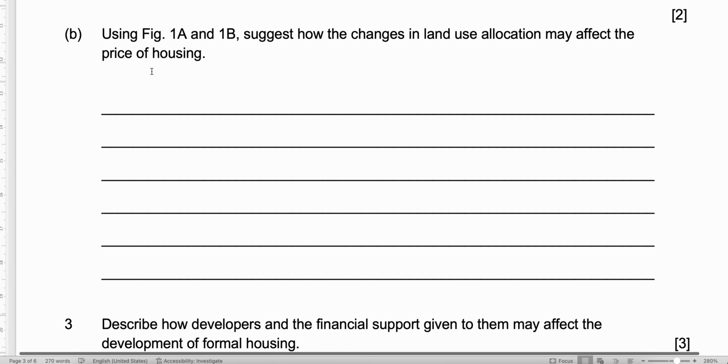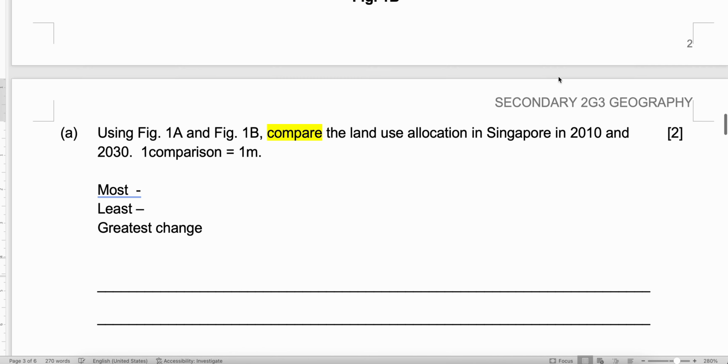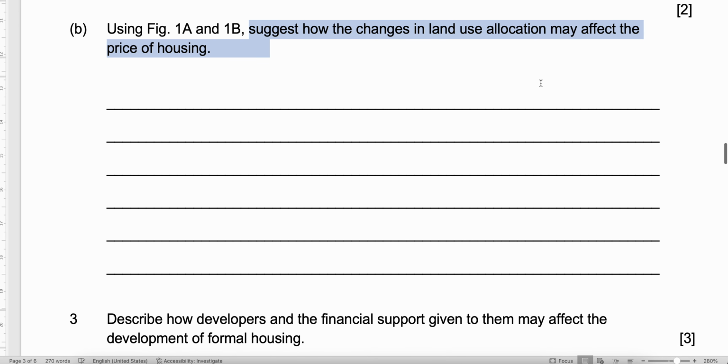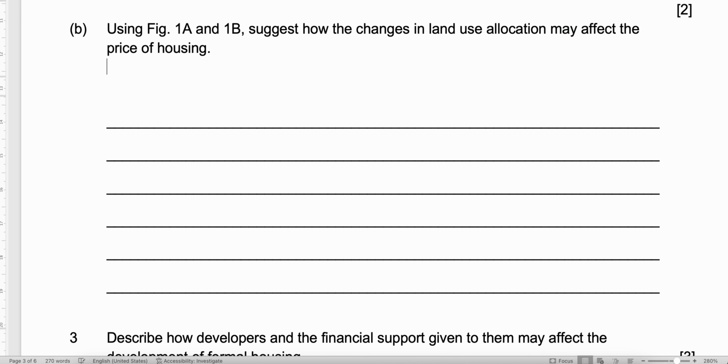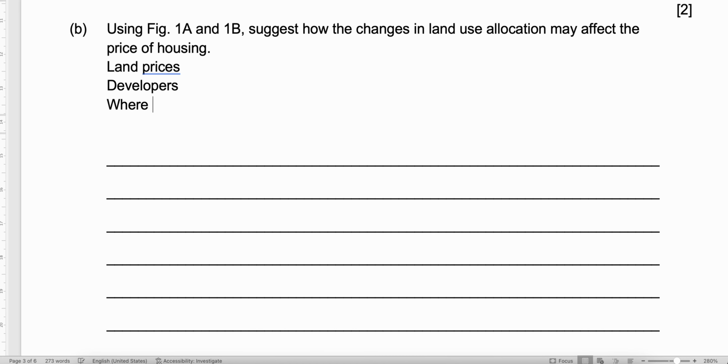Part B, using figures 1A and 1B, suggest how the changes in land use allocation may affect the price of housing. This is for 2 marks also. What determines the price of housing? Most of the time, from your content, it's about land prices. It's also about the kind of developers and where it is located.